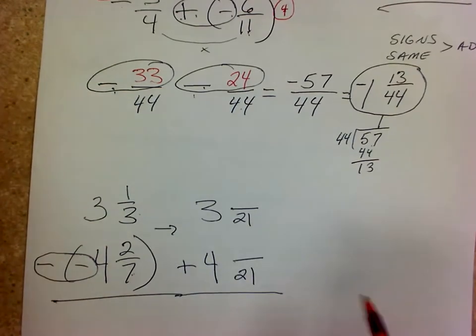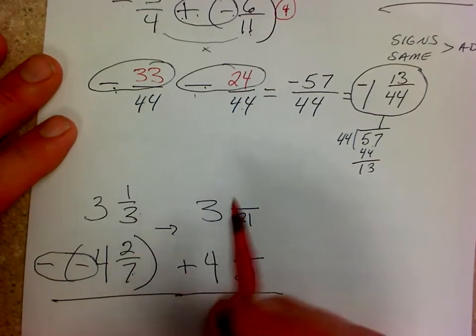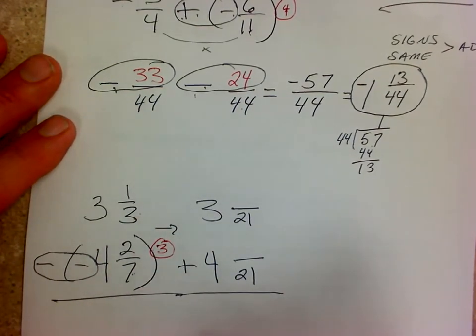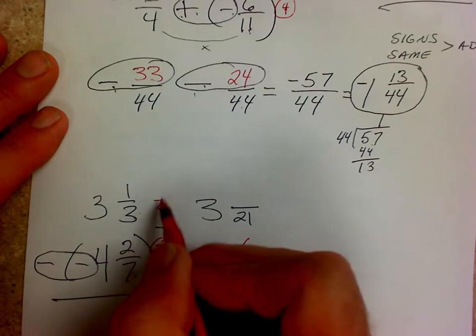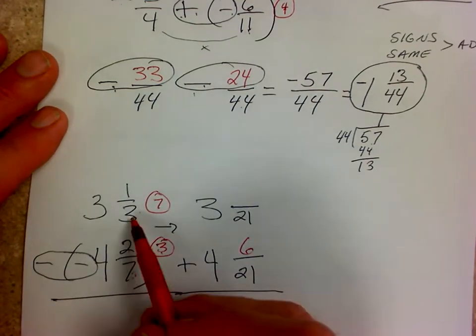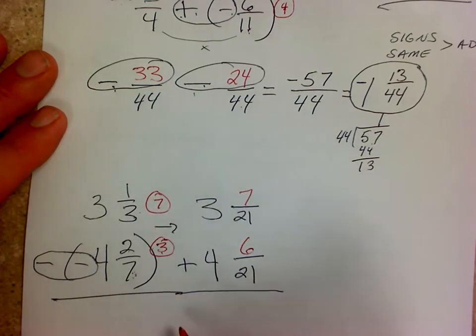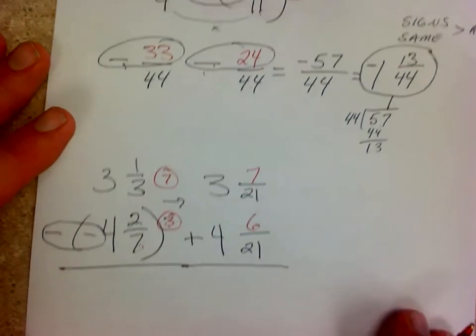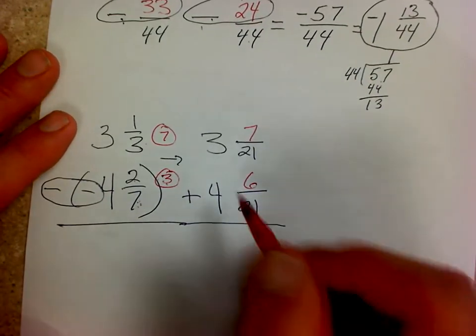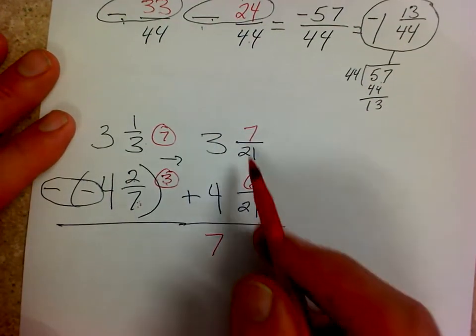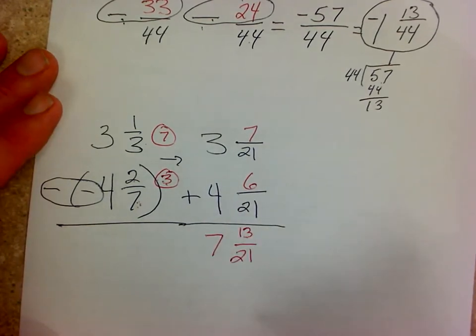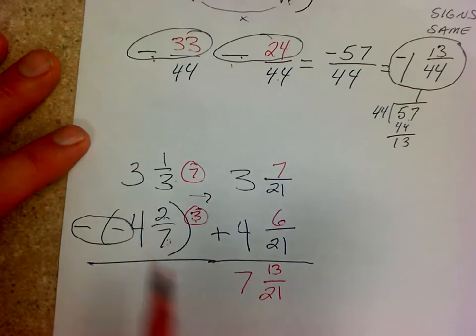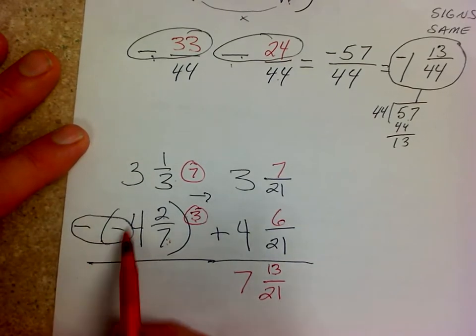Our rule was we're going to take 3 down here and multiply it by both pieces. 7 times 3 is 21, 2 times 3 is 6. We're going to take the denominator, move it up here, and multiply it by both. 3 times 7, 1 times 7. So now we can add: 3 plus 4 is 7, 7 plus 6 is 13, and we keep the 21 the same. Again, as mentioned many times, simplify, clean this stuff up.